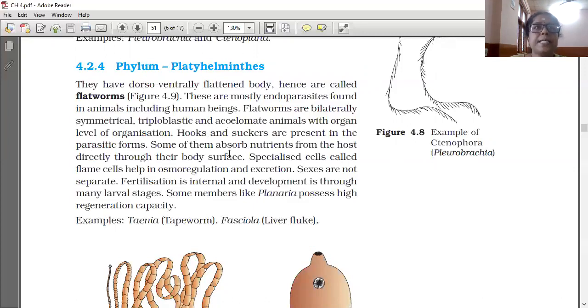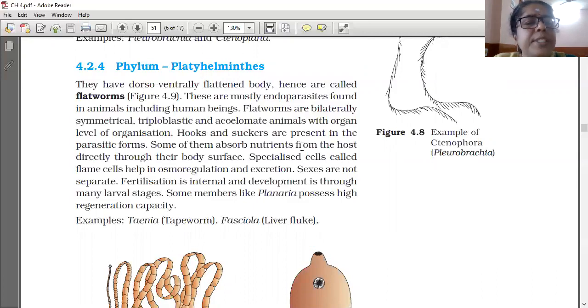So hooks and suckers: as it is a parasite, it is living inside the body of another organism only. So some hooks are there. By using that hook or sucker only, it is attaching on the host organism. So hooks and suckers are present in the parasitic forms. Some of them absorb nutrients from the host directly through their body surface only.